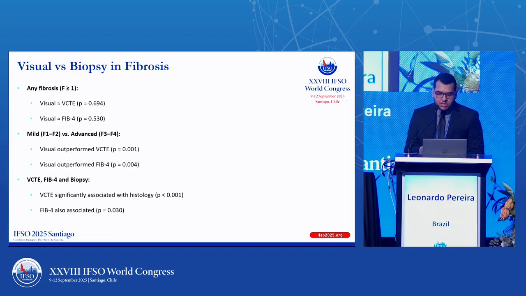We also compared the visual scale to non-invasive methods, specifically VCTE and FIB4 for fibrosis. For detecting any fibrosis, the visual scale had similar results to both VCTE and FIB4. However, when it came to distinguishing between mild and advanced fibrosis, visual inspection actually outperformed both tools. It was significantly better than VCTE and FIB4. Still, both VCTE and FIB4 showed significant associations with histology. VCTE had the strongest correlation, and FIB4 was also statistically significant.